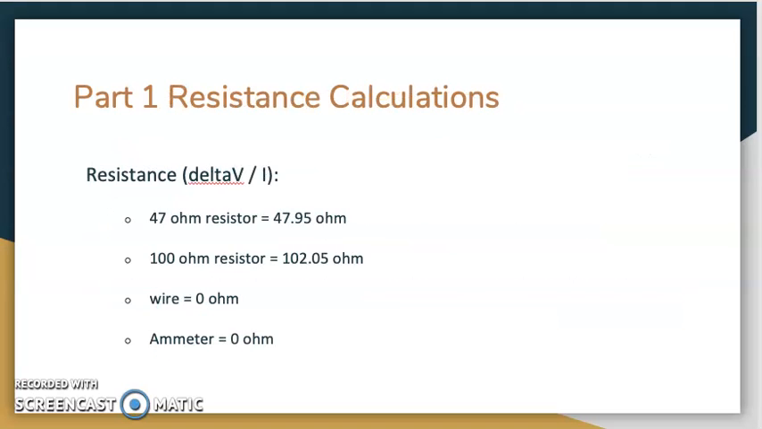Lastly, for part 1, I did resistance calculations, and using the formula that resistance equals delta V divided by I, I determined that for the 47 ohm resistor, using my data, it would be about 47.95 ohms. For the 100 ohm resistor, it equals 102.05 ohms. For the wire, the resistance would be 0 ohms, as well as for the ammeter, it would be equal to 0 ohms.